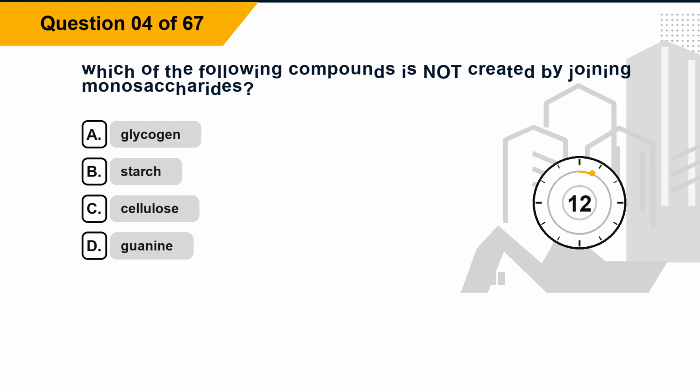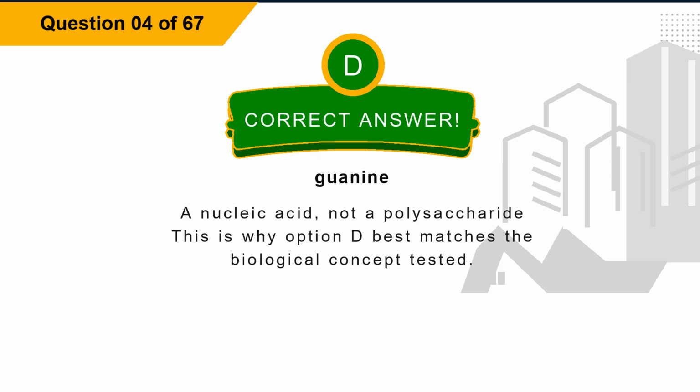Question 4. Which of the following compounds is not created by joining monosaccharides? Option A, glycogen. Option B, starch. Option C, cellulose. Option D, guanine. The correct answer is option D, guanine. Explanation: Guanine is a nucleic acid, not a polysaccharide. This is why option D best matches the biological concept tested.